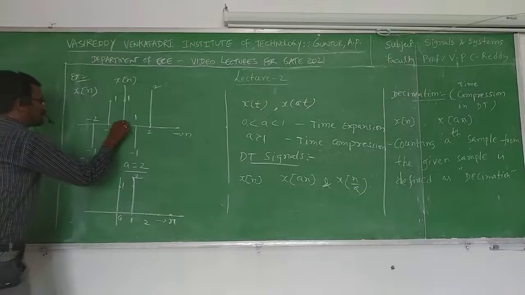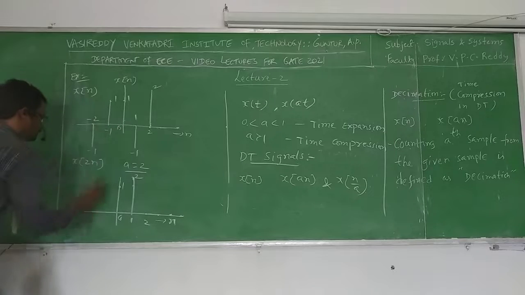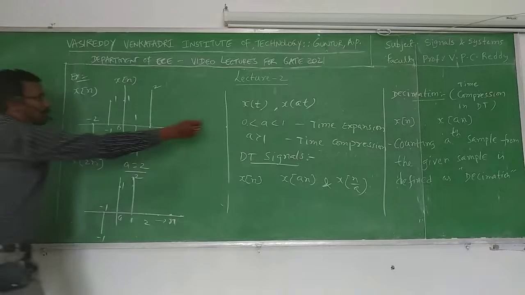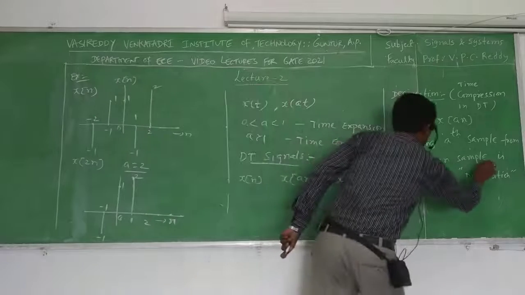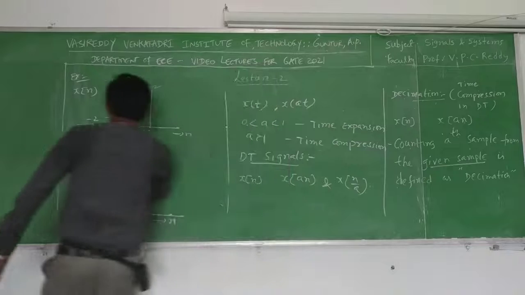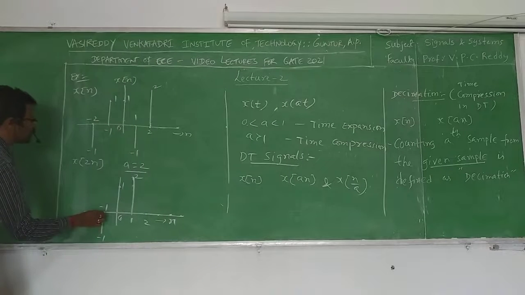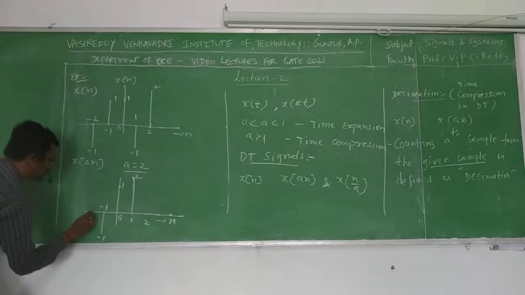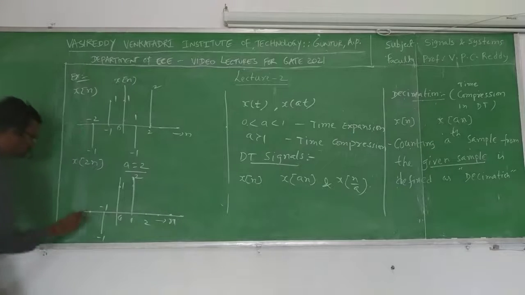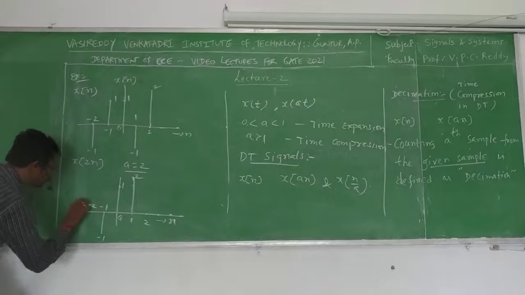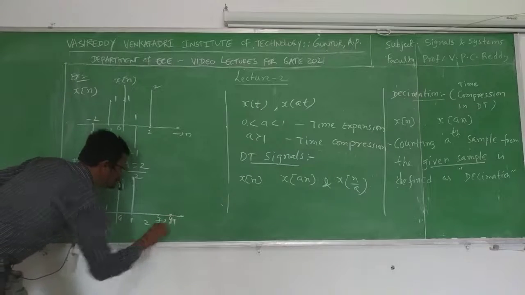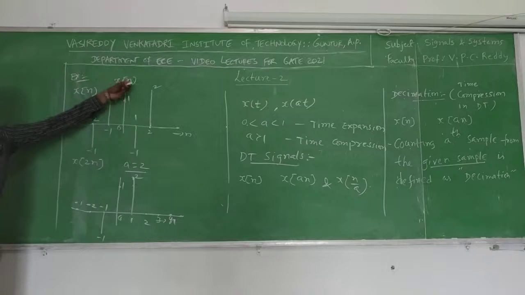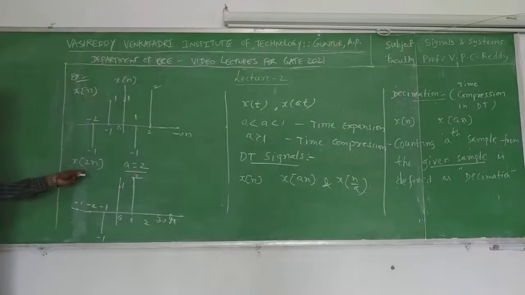Similarly, towards the left, 0, 1, 2. So that is presented as -1. Again start here. That's why I am saying from the given sample. 0, 1, 2. That is again -1. Again start here, 0, 1, 2, so that is a 0 sample. Again 0, 1, 2, 0 sample. So this is the decimated version of the given signal x of n. This is x of n, this is x of 2n.